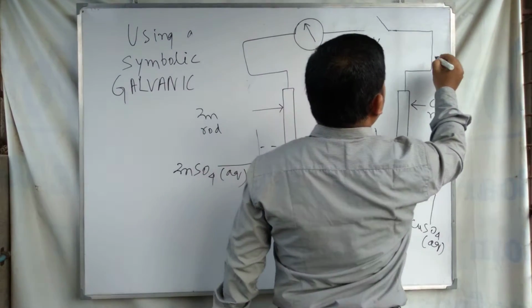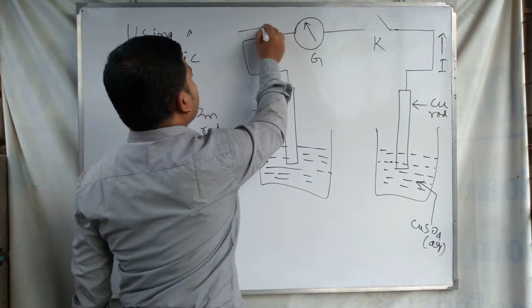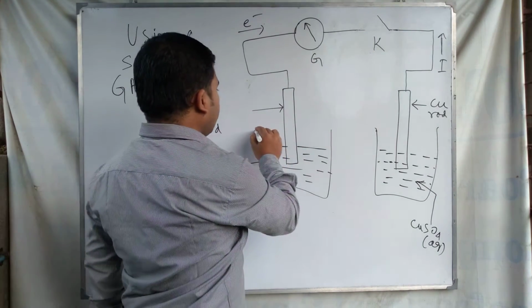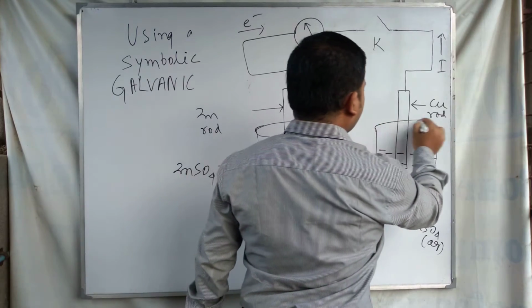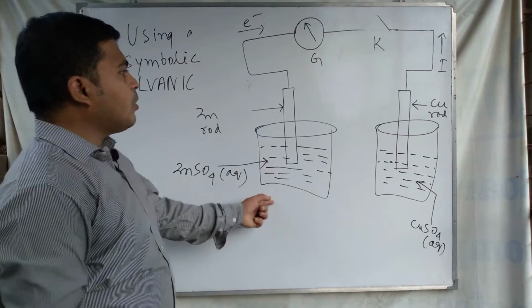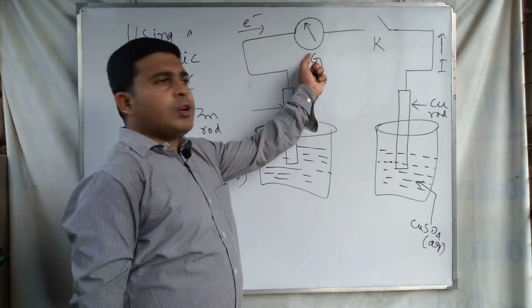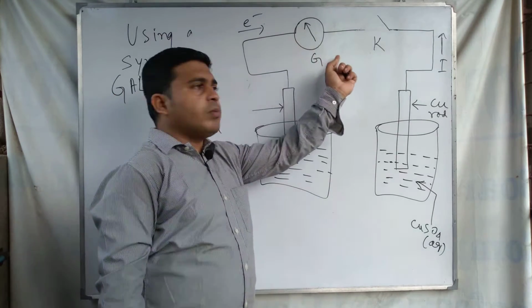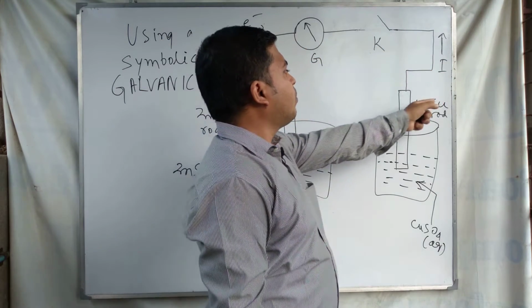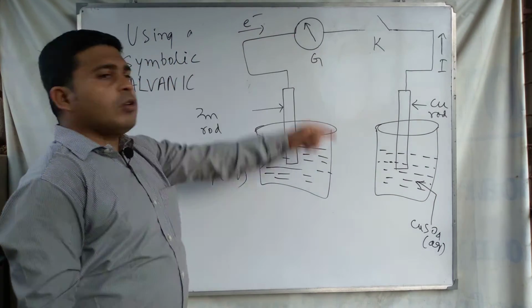This is the key, and this is the flow of current I, and the direction of the flow of electron is this one. Okay, this is the representation of a galvanic cell. Two beakers, with the zinc rod dipped in zinc sulfate aqueous solution and the copper rod dipped in copper sulfate aqueous solution. This is a galvanometer. Deflection of this needle indicates the production of electricity, and this one is the key, this one is the direction of current flow I, and this one is the direction of the electron flow.